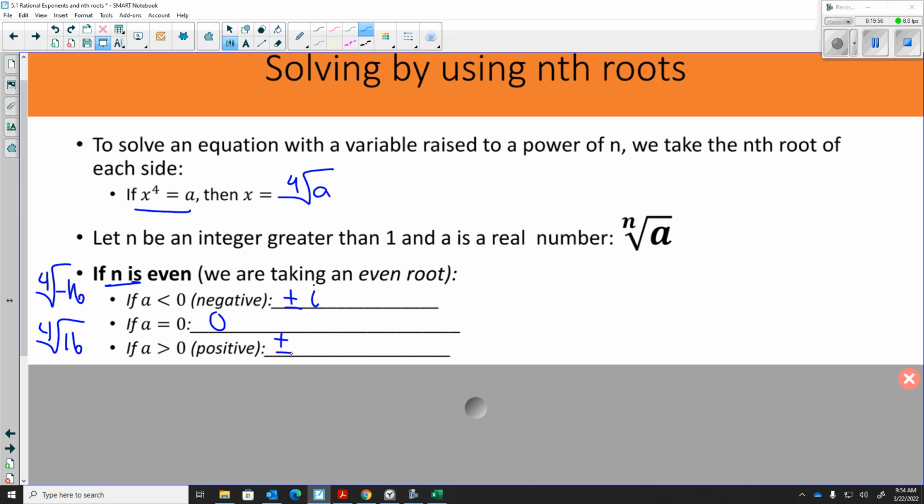So guys, I know this might look kind of confusing, but this is no different than when we were just taking square roots. There's really no difference. You need a plus minus, and if it's a negative, you need an I. Okay, so none of that has really changed. So that's if you're taking an even root.